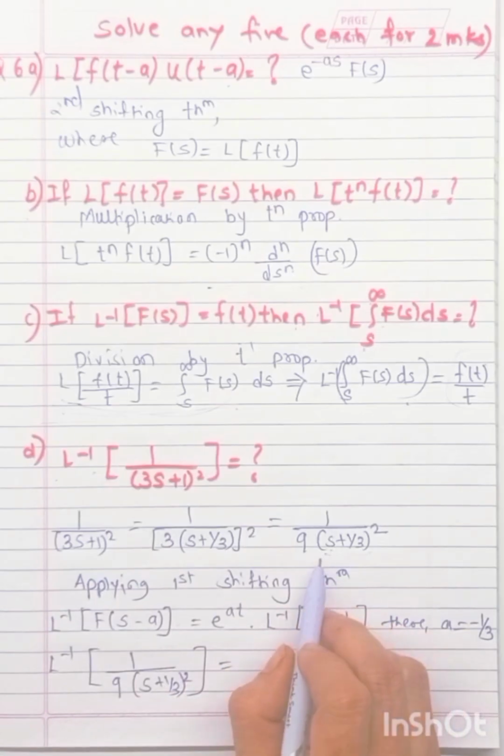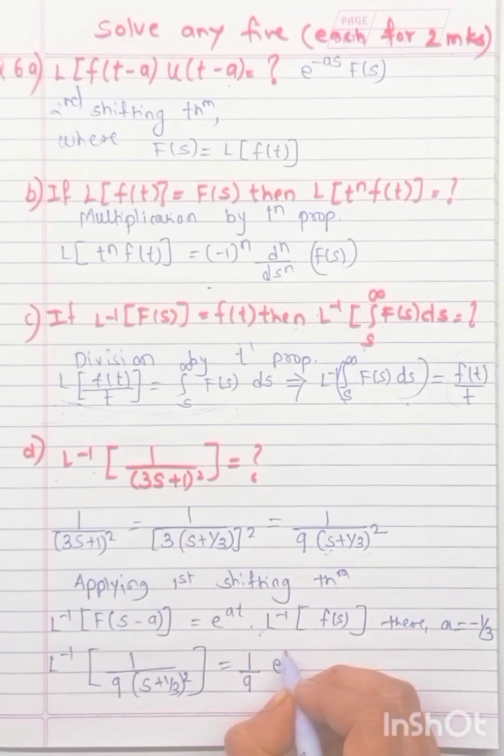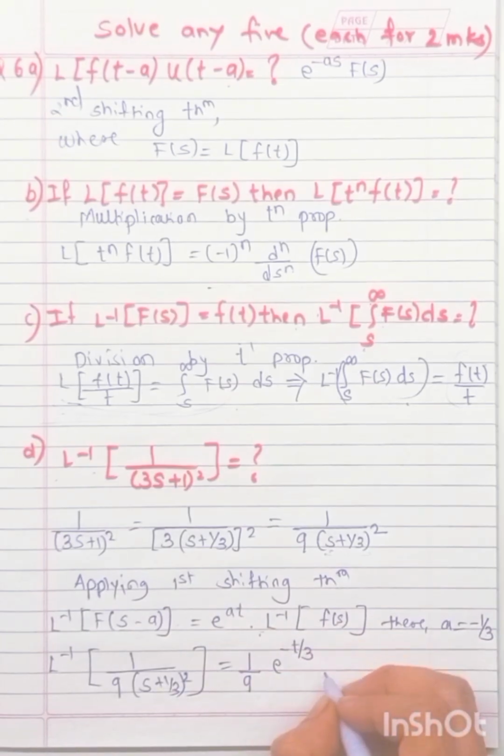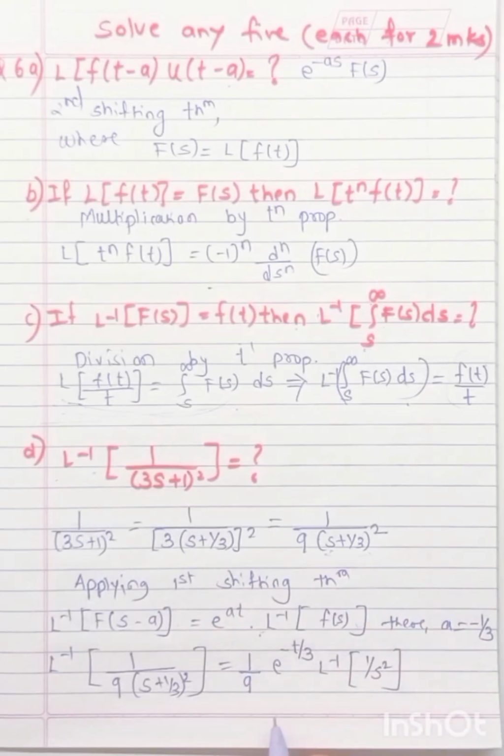Okay. Next to that, L inverse of 1 upon 9 s plus 1 by 3 square is, I'm taking inverse Laplace transform on this expression using shifting theorem. So we have, what is the value we get? 1 upon 9 e raised to value of a is minus 1 by 3. So this become minus t by 3 L inverse of 1 upon s square. Value of f of s is 1 upon s square.